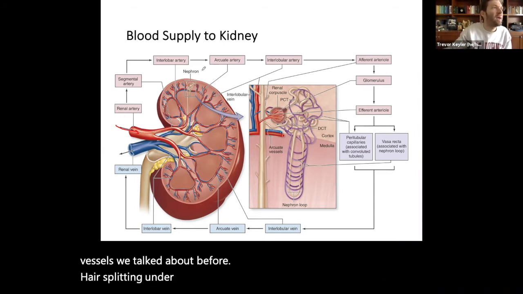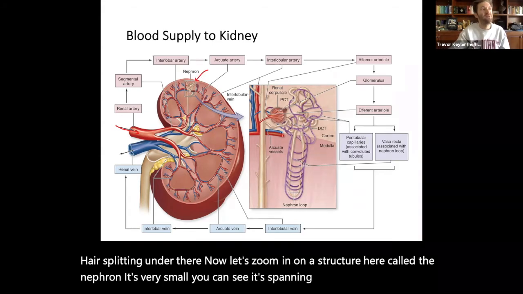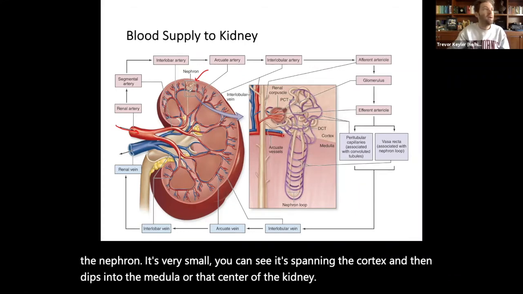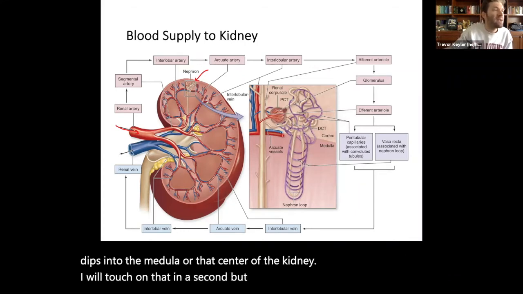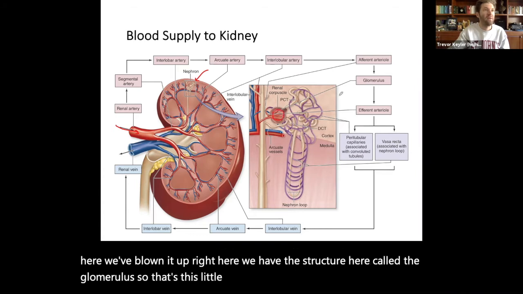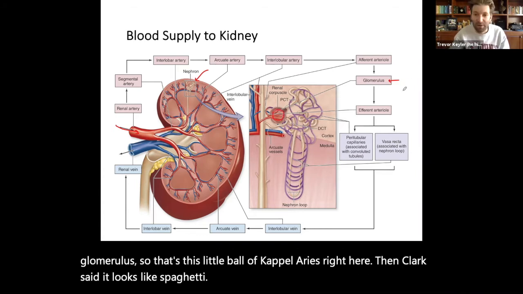Now let's zoom in on this structure here called a nephron. It's very small. You can see it's spanning the cortex and then dips into the medulla, or that center of the kidney. We'll touch on that in a sec. But notice if we zoom in on this nephron here, we have this structure called the glomerulus. That's this little ball of capillaries right here. I think Clark said it looks like spaghetti. Okay. So that's your glomerulus.